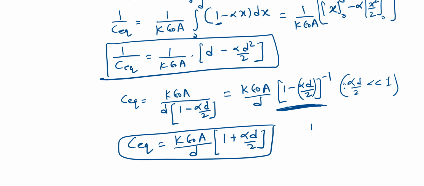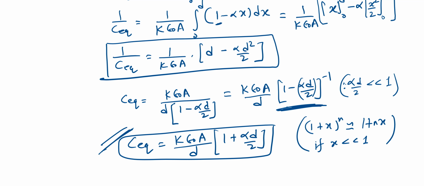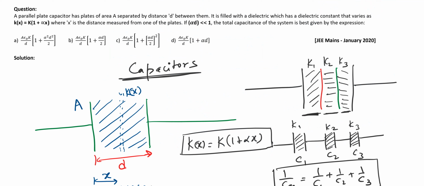What we are doing over here? We are applying binomial approximation, which says that (1 plus x) to the power n is approximately equal to 1 plus nx if x is very small. So with this, we get the answer: C equivalent is equal to epsilon naught A by d in the bracket (1 plus alpha d by 2). If you look at the options, option B is the right answer. So the correct answer would be B.